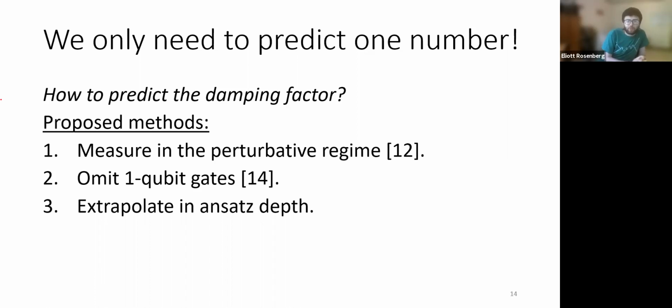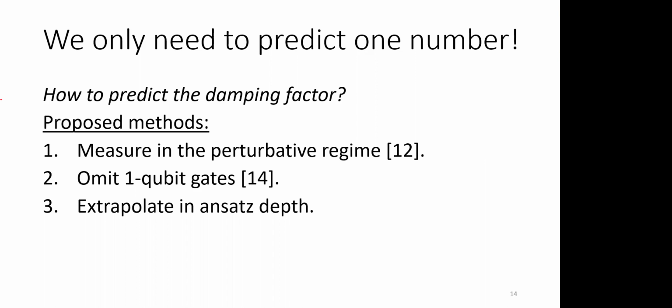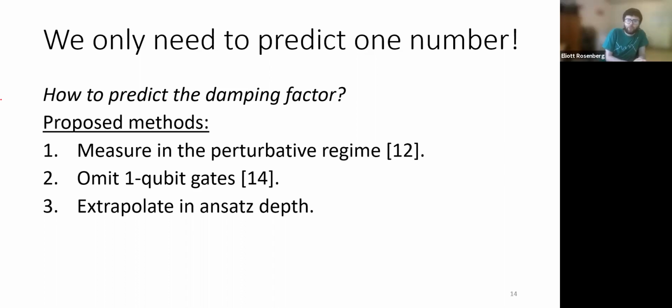We talk about a few more methods in the paper, but I'm going to focus on these 3 because these work the best out of them. And I should say that proposal 3 was one that we came up with, and proposals 1 and 2 here were proposed by previous papers. And one of the authors for this paper was Ben Nachman, who was an undergrad at Cornell.